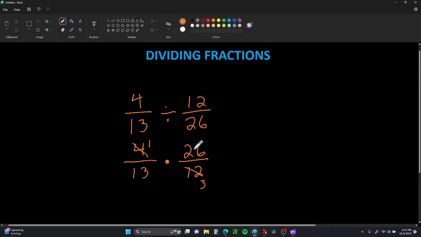Now, the 26 is actually 13 times 2. So 13 goes into itself once, and 13 goes into this 26 2 times. When I multiply straight across, I get 2 on top, because I'm multiplying 1 times 2. And on the bottom, I get 1 times 3, or 3. And 2/3 is the final answer, simplified. And we're done.